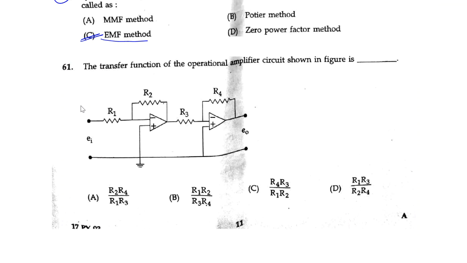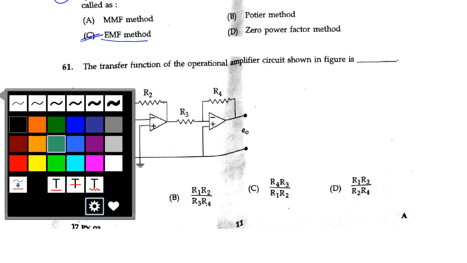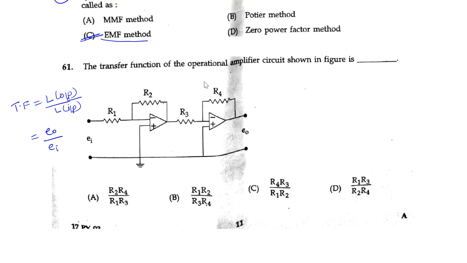The transfer function of the operational amplifier circuit shown in the figure is, so we need to find the transfer function. Transfer function, which we generally study in control systems, is the Laplace transformation of the output divided by the Laplace transformation of the input, or the ratio of E naught divided by EI. To find it, we will split this entire network into two parts. Let me assign a mid value, say EM.